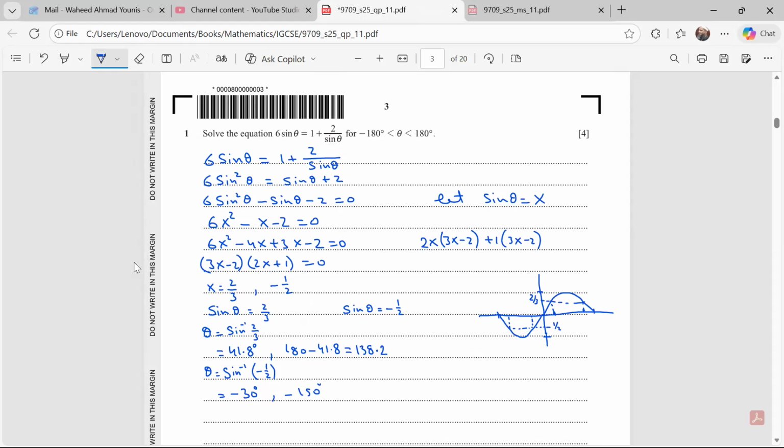So we have four answers for theta: 41.8, 138.2, minus 30, and minus 150. I hope this is clear. Now let's move on to the second question.